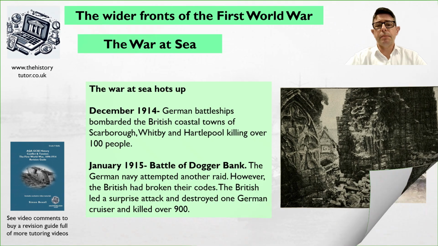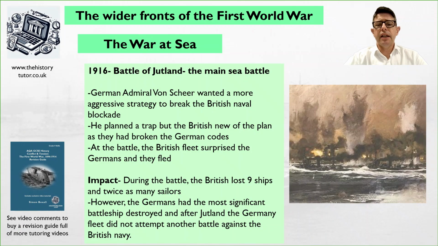So the big naval battle was the Battle of Jutland, and here are some of the key things to know about it. The German Admiral von Schlieffen wanted a more aggressive strategy to break the British naval blockade. Germany was starting to starve by this time, and they needed desperately to try and get more supplies through to Germany. So he planned a trap. The British knew the plan because they'd broken the German codes, of course.